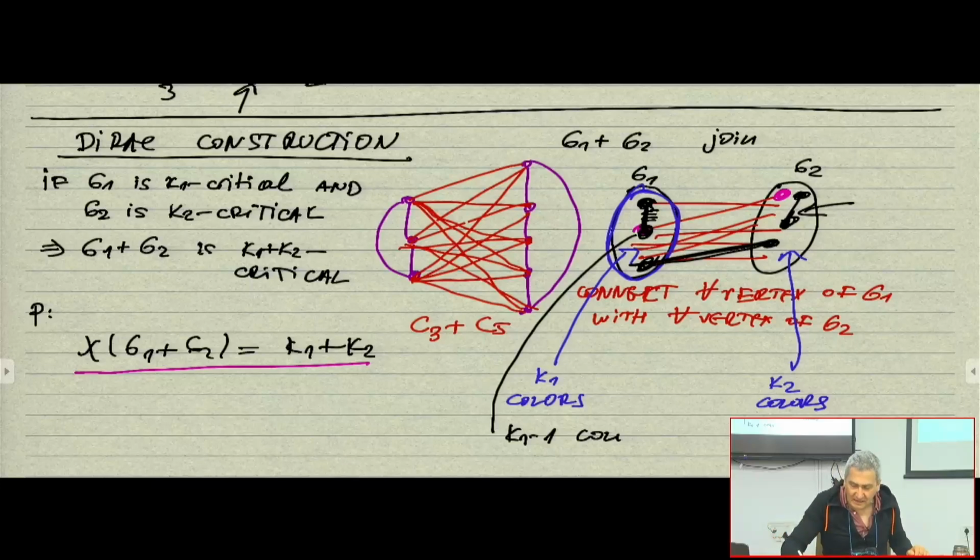And finally, if I remove one edge in between, I can color this graph normally, but put the same color on its two endpoints, and then I save again one color. And this is it. Okay, this is the construction.